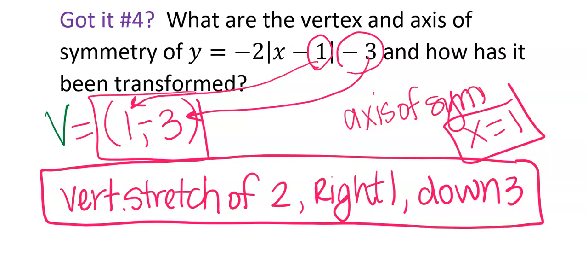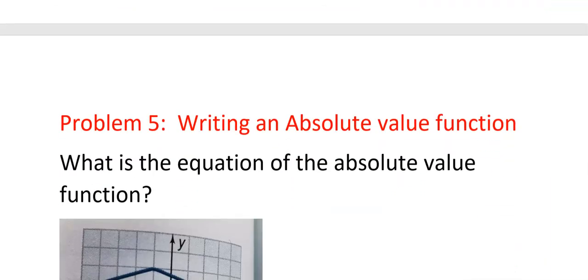So this one, I would probably take my original absolute value function and move it right 1 and down 3. And once I got it there, then I would do the stretch of 2. So I would take the y values and multiply them all by 2. The x values would stay the same. And of course, you could do ordered pairs for that if it was hard for you to just look at them and do it. But again, it doesn't say to graph it anyway.